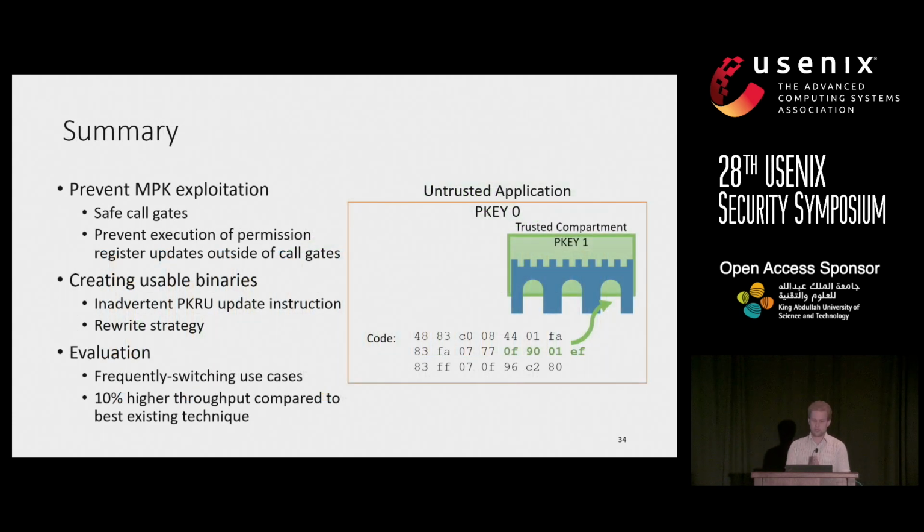So to summarize, ERIM efficiently and securely isolates sensitive data within the same process using memory protection keys. We protect against malicious attacks by creating safe call gates and monitoring the executable memory. We overcome the limitations of ERIM's environment by devising rewrite rules that create runnable binaries again. Our extensive evaluation has shown that ERIM can be applied to frequently switching use cases, and we observe substantially lower overhead compared to prior art.